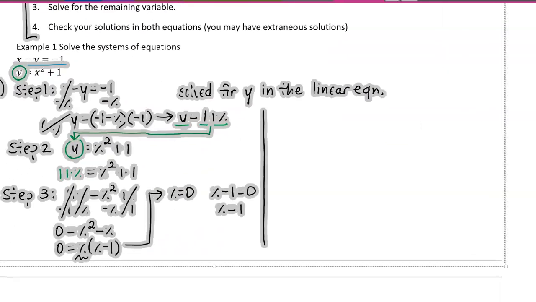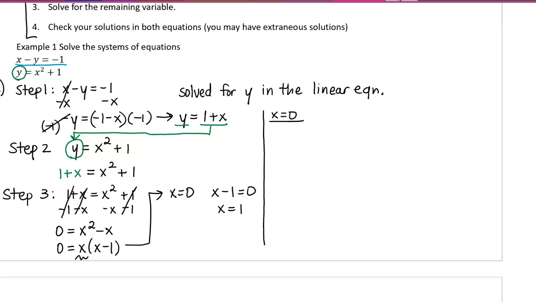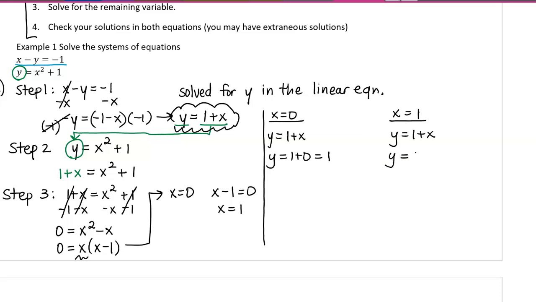So we have two cases. We have a case for x equals 0, and we also have a case for x is equal to 1. And in both of those cases, you want to know, well, what is y? Well, we have this equation here. It says y is equal to 1 plus x. So if y is equal to 1 plus x, then when x is 0, y would be 1 plus 0, which is 1. And when x is 1, y would be 1 plus 1, which is 2.